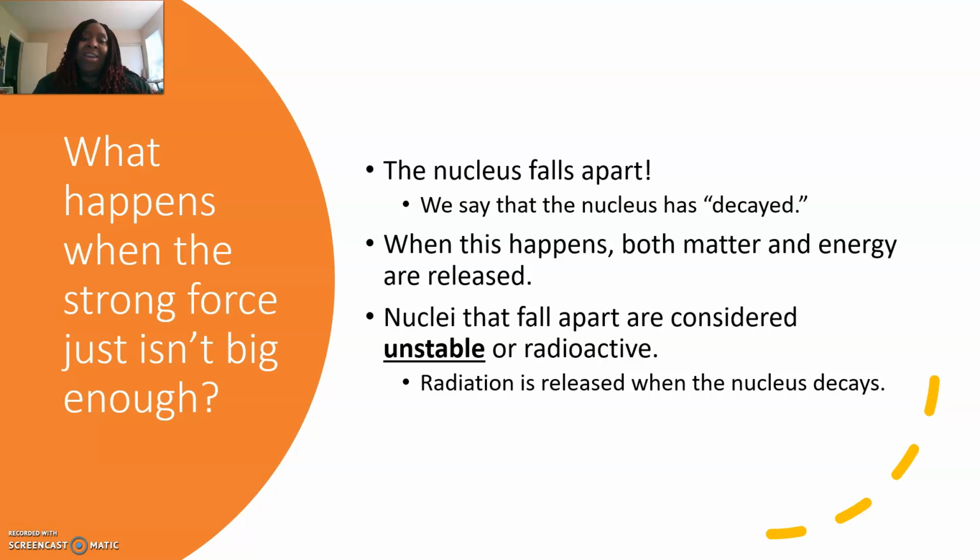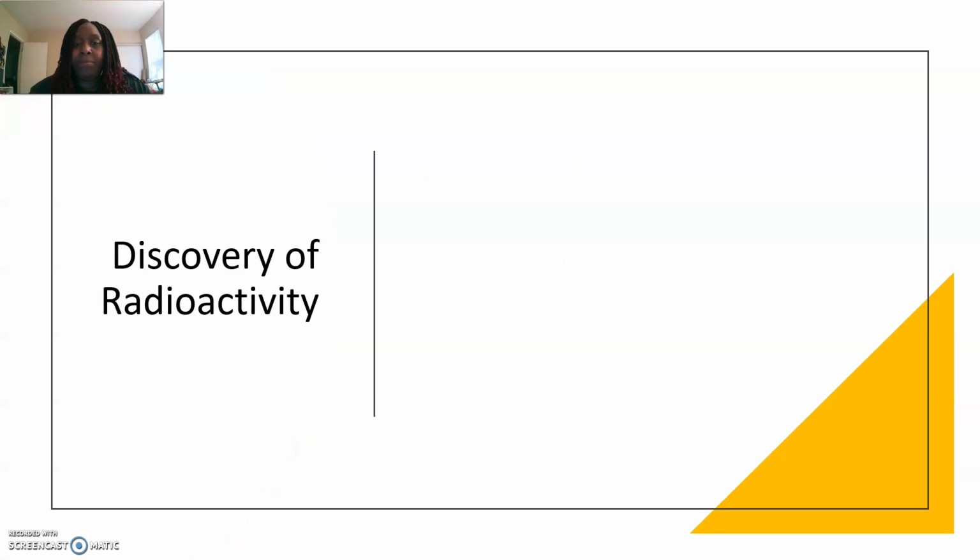Let me be clear. What I want you to realize is that there are two different types of nuclei. We have the stable nuclei that stay together. The force is strong enough to keep it together. Then we have the flip side, which is unstable, when that strong force just isn't strong enough to hold it together. And when that happens, the nucleus is going to decay. Matter is going to be released. Energy is going to be released. And the radiation that's released is going to make these nuclei radioactive.